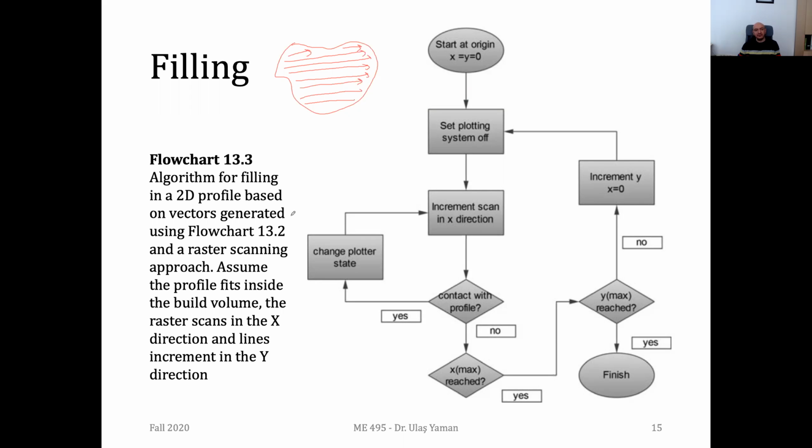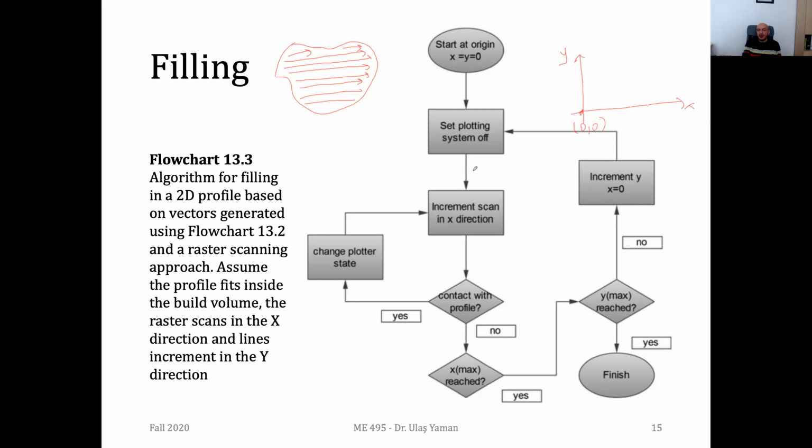Since in additive manufacturing we need to cover the interior so that the parts will be stronger and we will have material inside the object. This is the summary of the flow chart, but let me do it one by one. We are starting from the origin, and let's assume that this is our building plane, with origin X and Y, 0, 0. What we do is set the plotting system off. This means that it is an extrusion-based process. We are extruding nothing, and we are just starting movement in X direction.